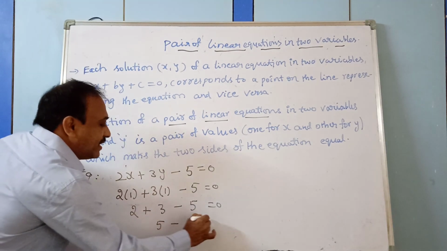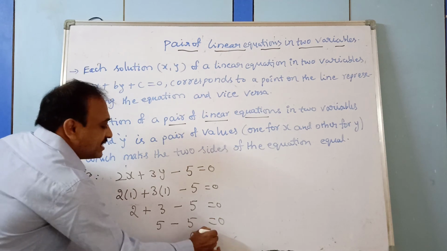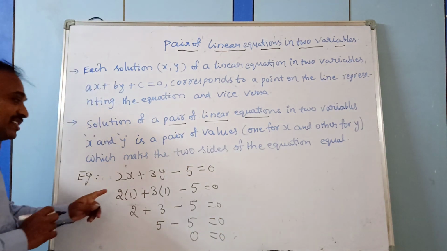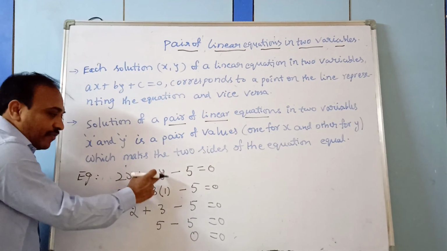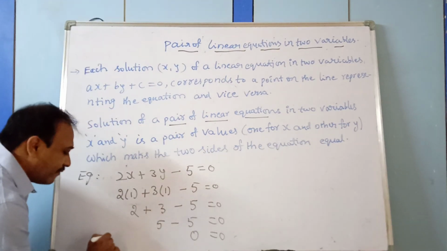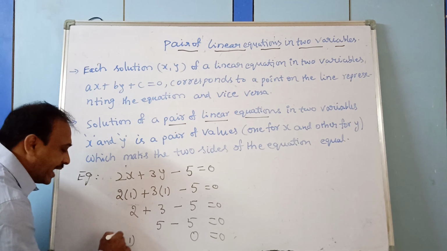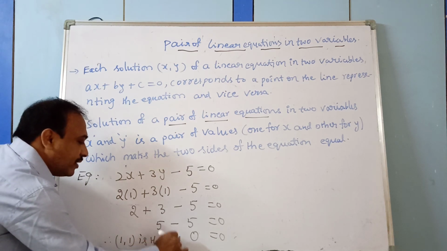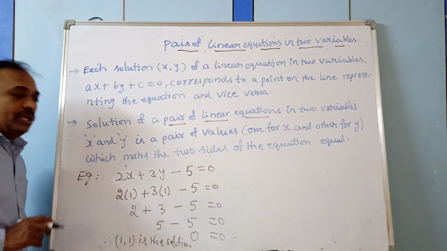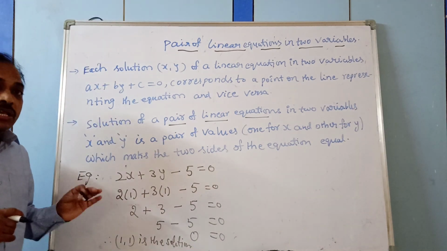5 minus 5 is equal to 0. 0 is equal to 0. So what is the solution here? For x it is 1 and for y it is also 1. So therefore 1 comma 1 is the solution.